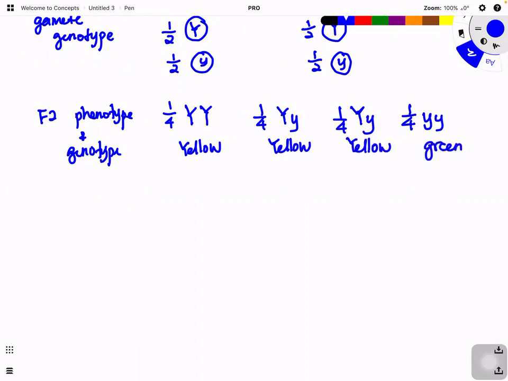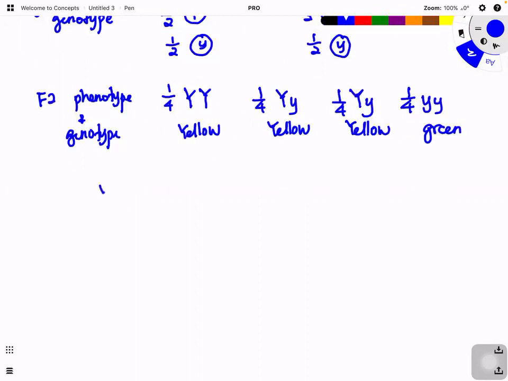So if I get the ratio of yellow to green, you will see that yellow appears 3 times and each time is 1/4, and green appears only 1 time, which is 1/4. So the ratio is 3:1.